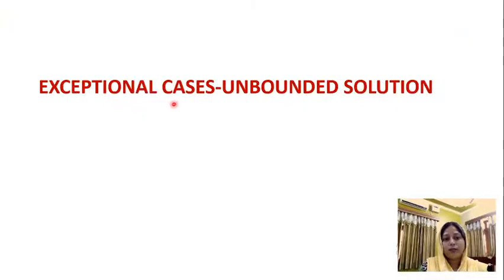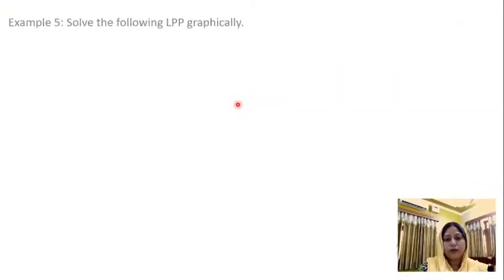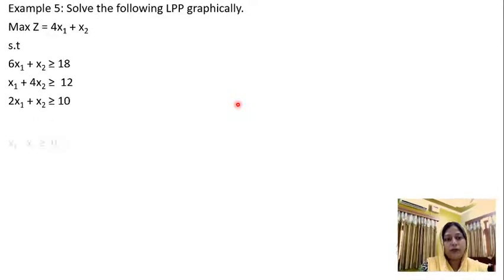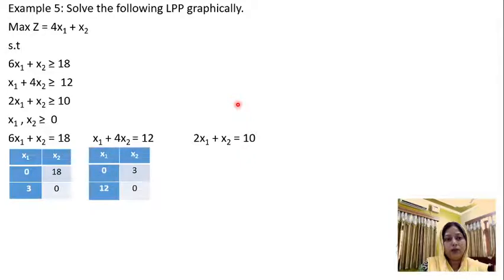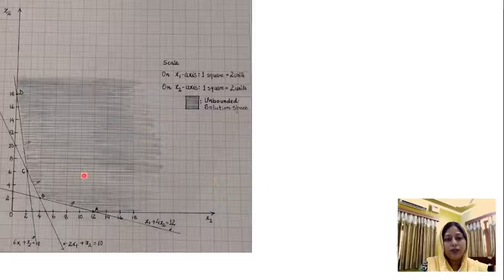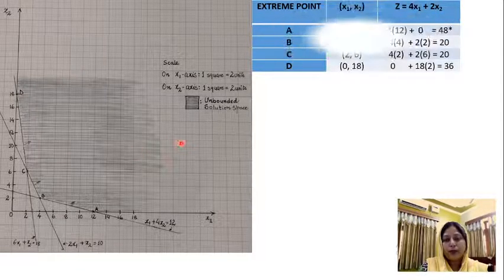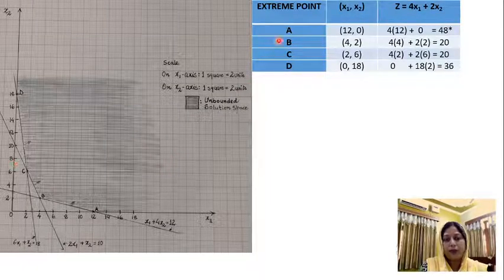So let's move to exceptional cases, unbounded solution. Solve the problem graphically. Again, I have taken the same problem as last to last problem, that is example 3. So these coordinates we have already found. This is the graph. Now the case is we are trying to maximize the profit. So if I try to maximize, look up here, same graph that we had plotted there. Extreme points A, B, C, D, the coordinates are 12, 0, and then objective is 4x1 plus 2x2. Now if I see, the maximum is 48, coming at the vertex A.